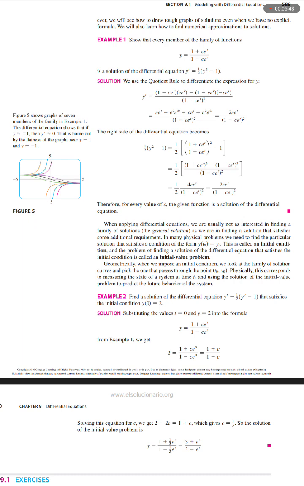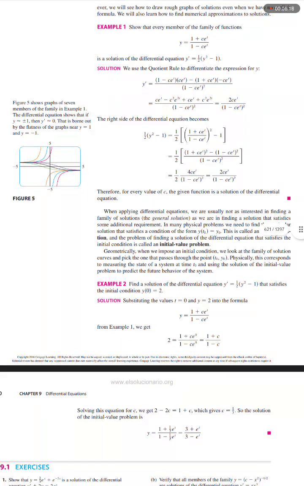y' = [(1 - c e^t)(c e^t) - (1 + c e^t)(-c e^t)] / (1 - c e^t)^2 = [c e^t - c^2 e^(2t) + c e^t + c^2 e^(2t)] / (1 - c e^t)^2 = 2c e^t / (1 - c e^t)^2.